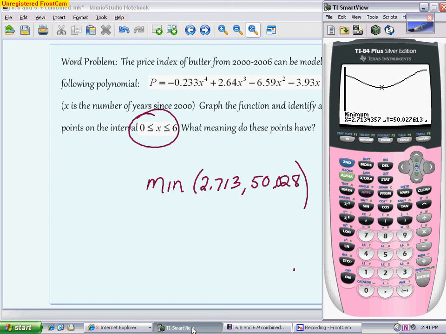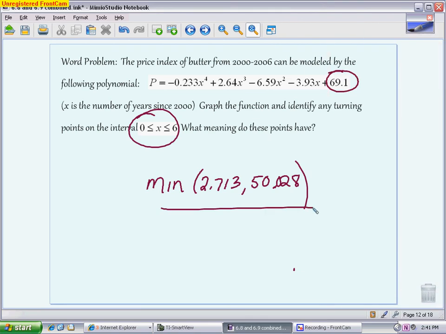So let's put some real-life meaning to these. We want to know what this means. Let's look at our equation again. X stands for the years since 2000. So this is saying about 2.7 years since 2000. So what that's telling me is it's 2002. It's actually in the second half of 2002 when the price of butter reaches its low price index. So that's when the price of butter would have been the lowest, where you would have been buying it at the grocery store for the cheapest amount.